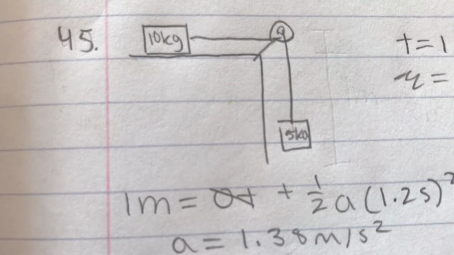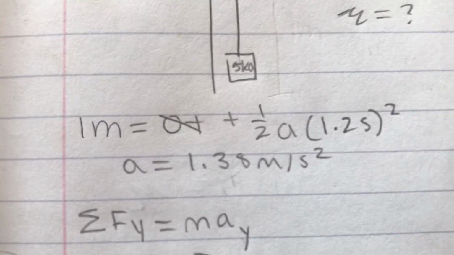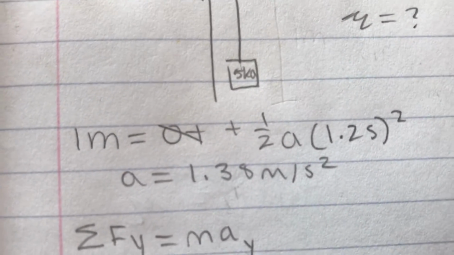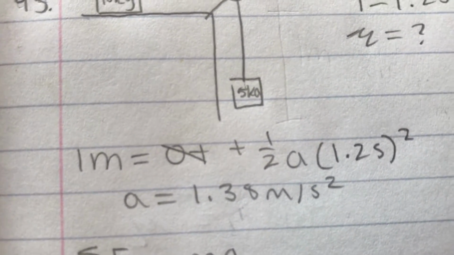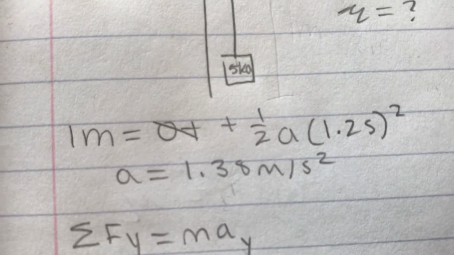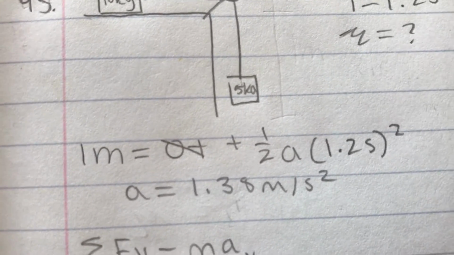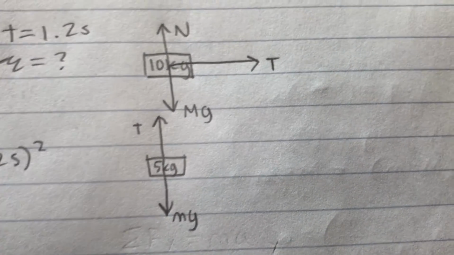So first we should find the acceleration of the system. So you plug in your known values to this kinematic equation. The first term will cancel because our initial velocity is 0, and then a will end up being 1.3 meters per second squared. Next, we should draw a free body diagram for each mass.